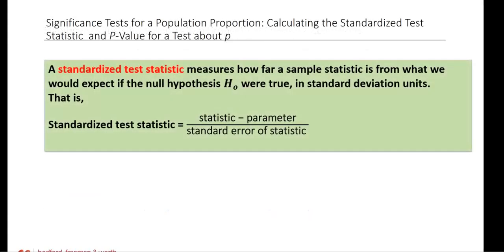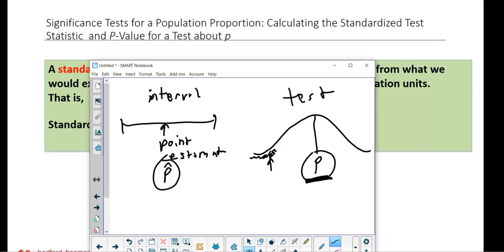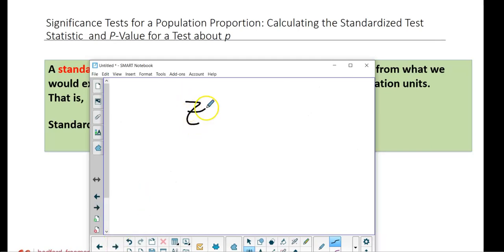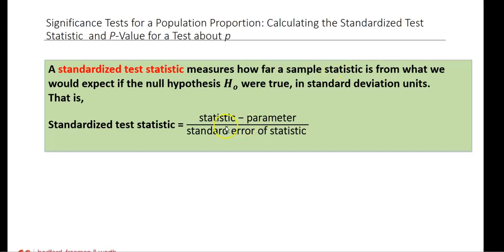So a standardized test statistic, that's a fancy name for z. If you remember just the generic, it's kind of statistic minus the parameter over the standard deviation. That's the basic idea of it. Oh, there it is, they put it there. Statistic minus the parameter over the standard error of the statistic.